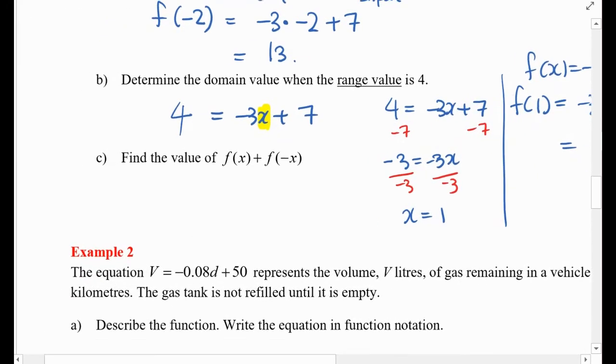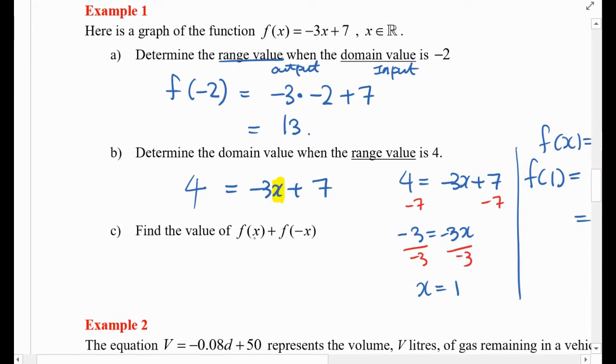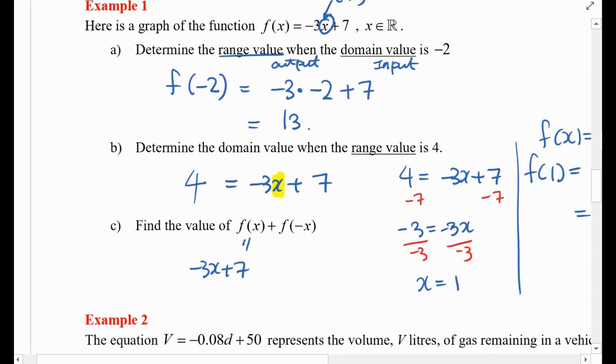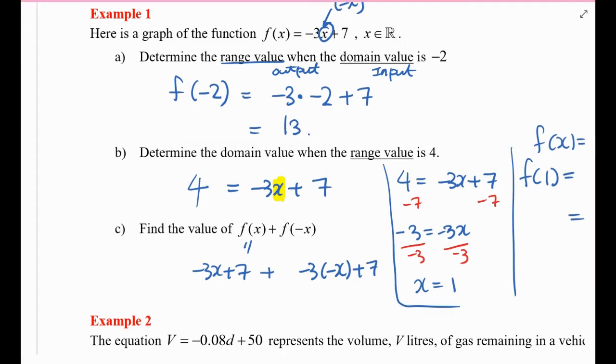Okay? Find the value of f of x plus f of negative x. So we know f of x equals negative 3x plus 7. For f of negative x, you plug negative x into x. Okay? So that means you plug negative x in here, into x. Then what happens is negative 3 times negative x plus 7.